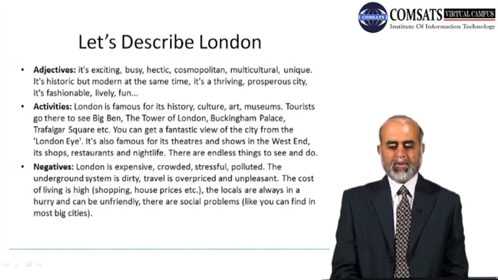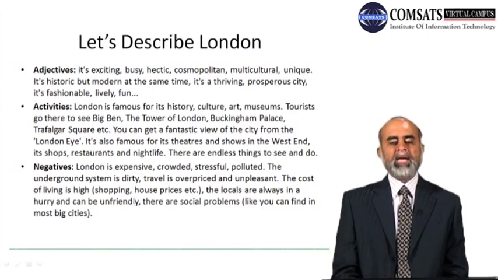And there are some social problems, like you can find in most big cities. You know, in big cities, there are lots of social problems because of particular problems in the big cities. Some social problems occur. So this is how you can describe London. There is a list of adjectives that you should take note of. Then there are lots of activities for the tourists that you can recommend, the places that you think one must visit. And then you should also make a list of some negative adjectives along with the positive ones, so that you can give a balanced description of a city.